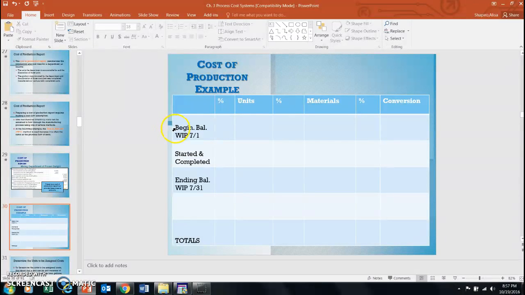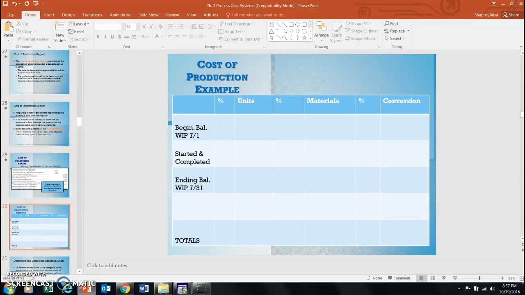I have my beginning balance, which is when I open my doors on July 1st, what is already in process. I have my started and completed. What did I start fresh in July and finish completely in July? And then I have my ending balance. So these would be items I started in July but are not quite finished, so I'll have to complete them in August. But this is the July report for mixing, so we're going to find equivalent units for each of these 3 levels of activity for the month of July.